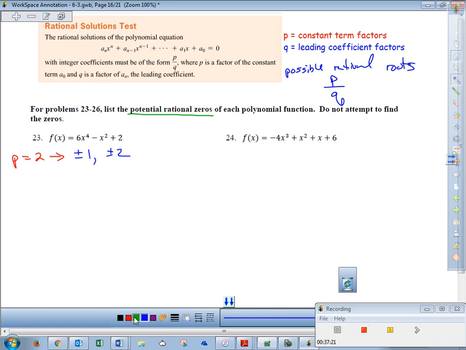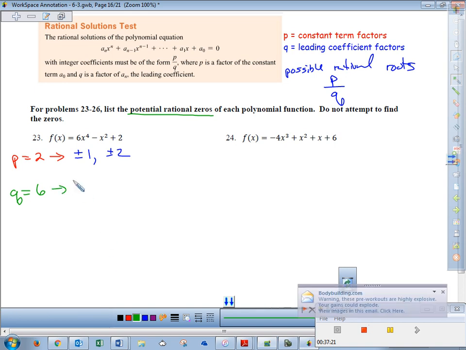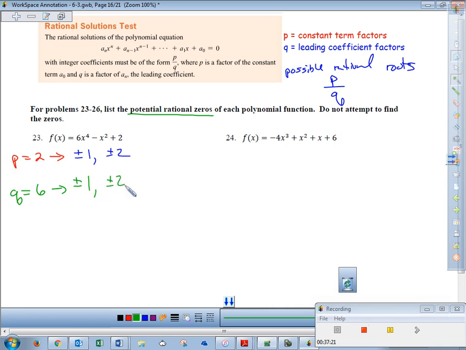Who's my Q value? It's the leading coefficient. Who's my leading coefficient? 6, right? I need all the factors of 6. So that implies I would definitely have plus or minus 1, right? Does 2 go into 6 evenly? So plus or minus 2. Does 3 go into 6 evenly?